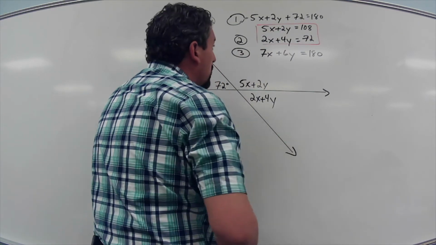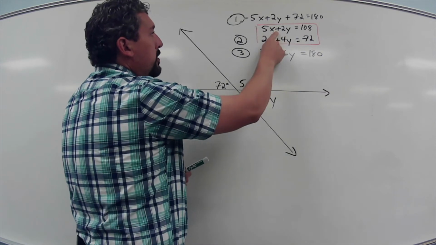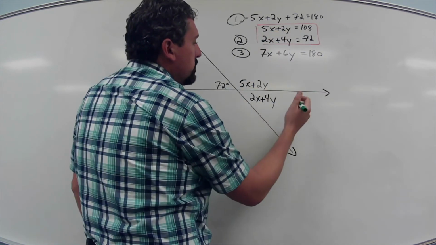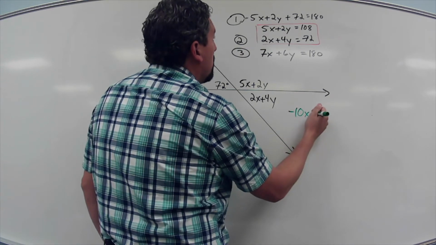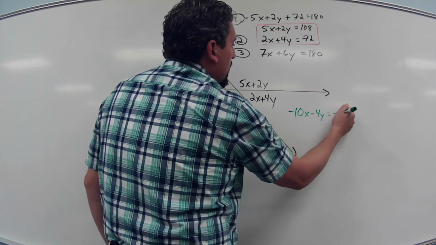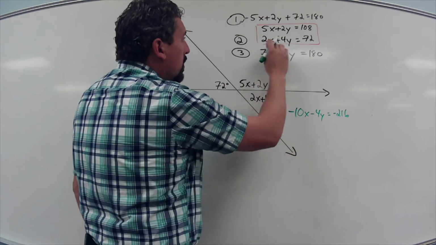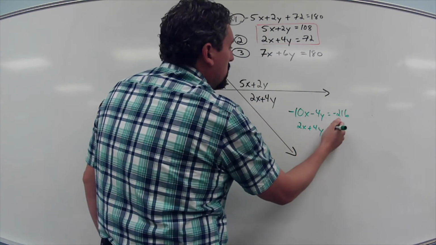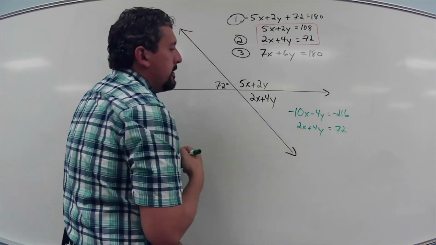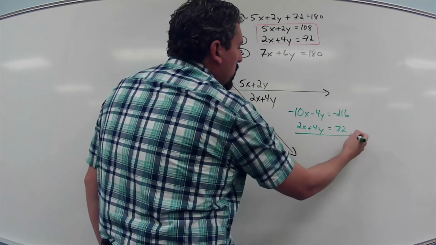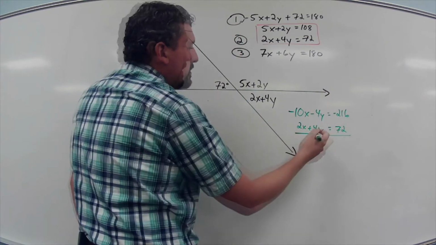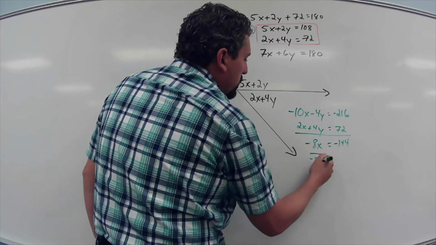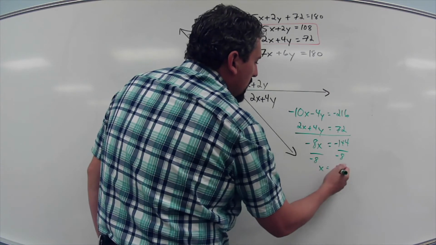We'll go in green here. We're going to multiply this top equation by -2 so that the y's can cancel. So we get negative 10x minus 4y equals negative 216. I'm going to rewrite the second equation right below it, 2x plus 4y. And then we're going to use the elimination method. We're going to combine these equations. The y's will add to 0. And you get 18.